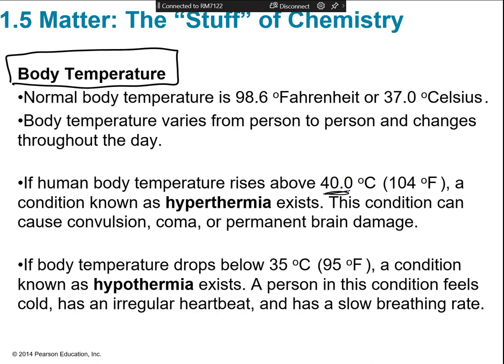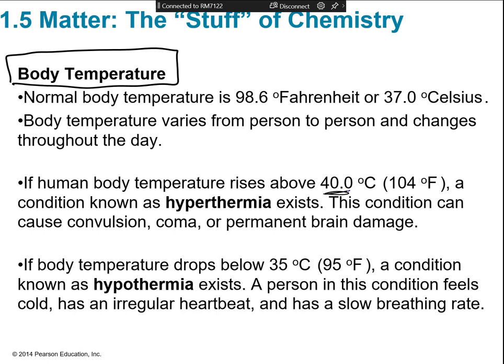This can cause irreversible brain damage. So this is why there's a concern if body temperature rises above 104. It can cause convulsions. It can cause a person to go into a coma. It can cause neurons to basically die and they don't grow back. So that is the concern with very high fevers.